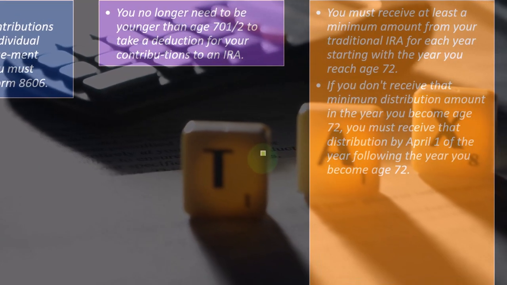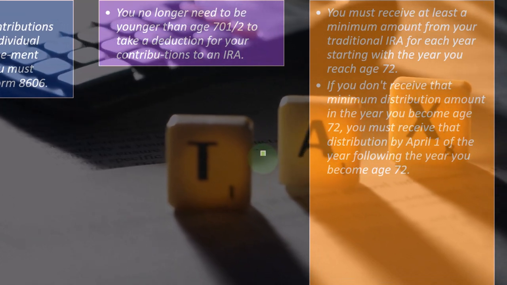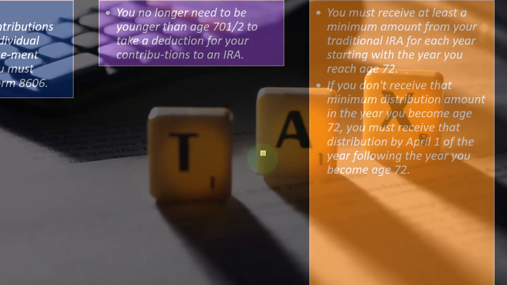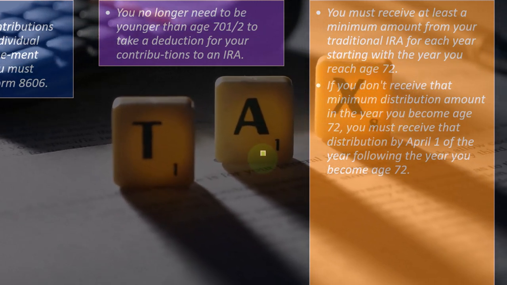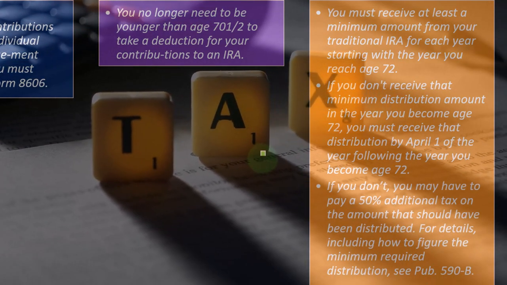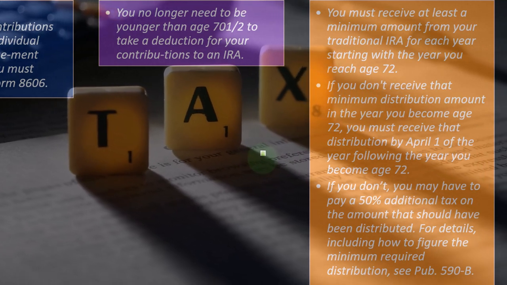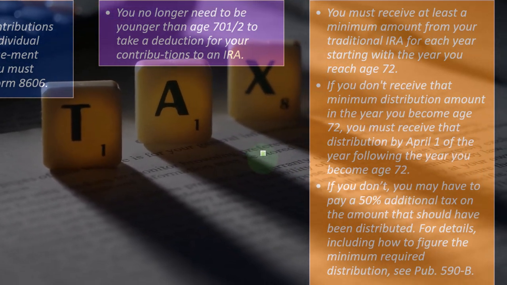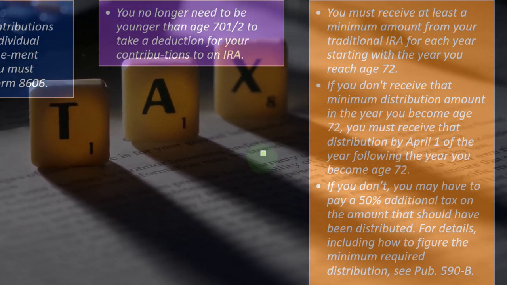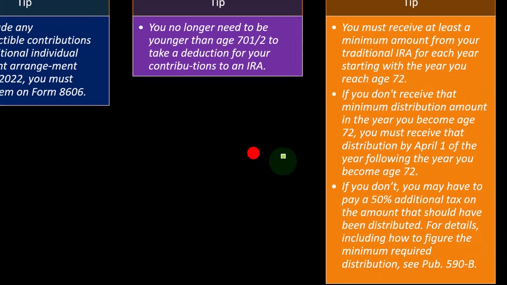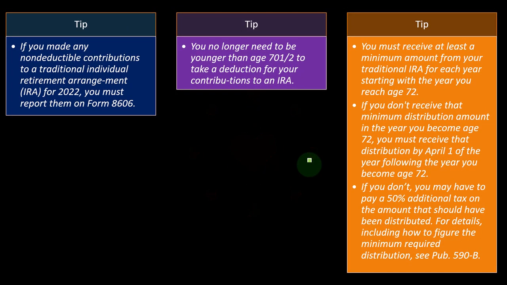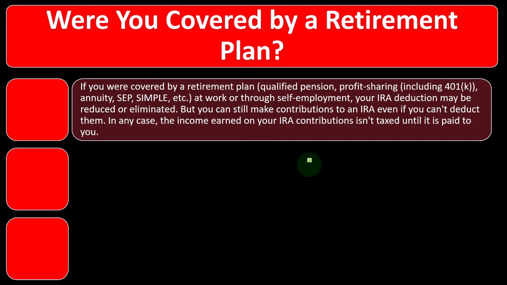So if you don't receive that minimum distribution amount in the year you became age 72, you must receive that distribution by April 1st of the year following the year you became age 72. If you don't, you may have to pay a 50% additional tax on the amount that should have been distributed. So the IRS is quite aggressive with that 50% tax. For details, including how to figure the minimum required distribution, you can see Publication 590-B.